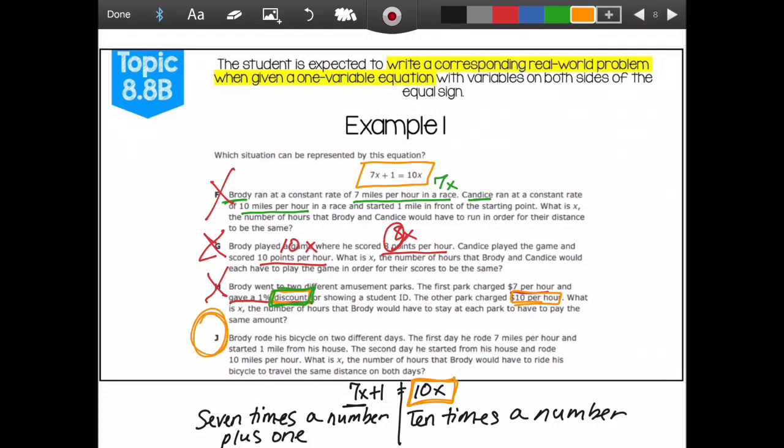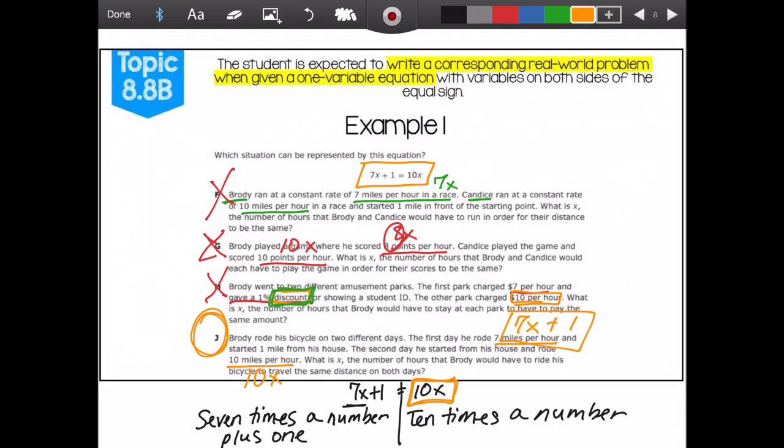Let's just make sure. Brody rode his bicycle 2 different ways. The first day he rode 7 miles per hour. All right, so that's 7x. And started 1 mile from his house. All right, so that could indicate the plus 1. The second day, he started from his house and rode 10 miles per hour. Perfect, all right, so 10x. What is the x? The number of miles, perfect. So we have our 7x plus 1, and we got our 10x. So yes, J is our answer.